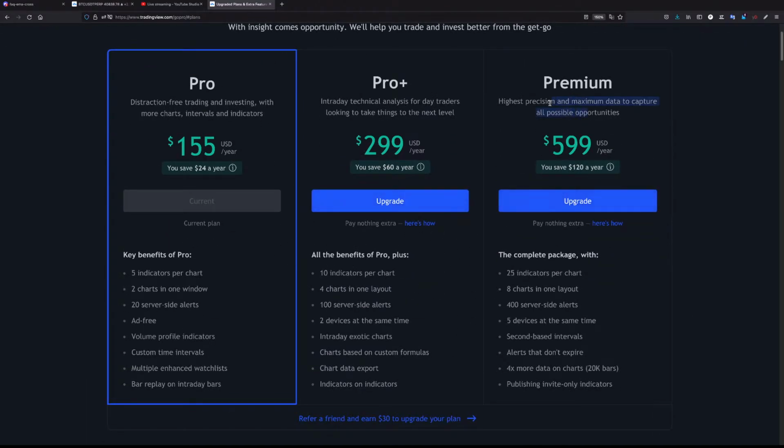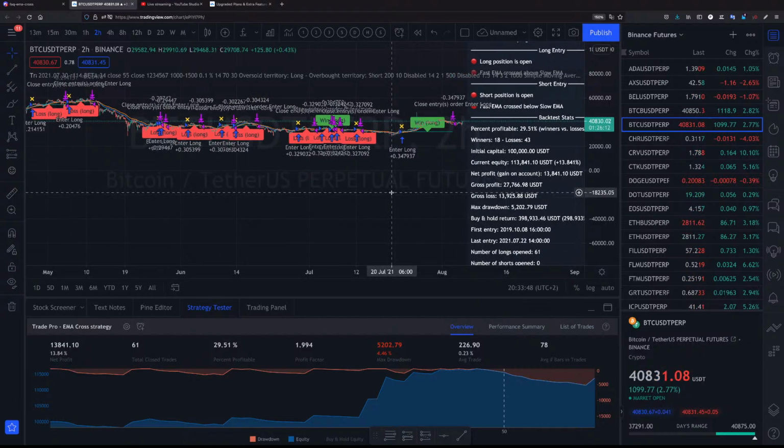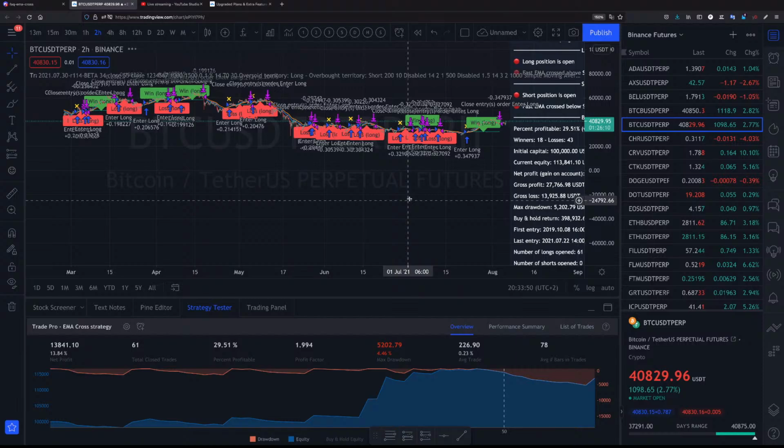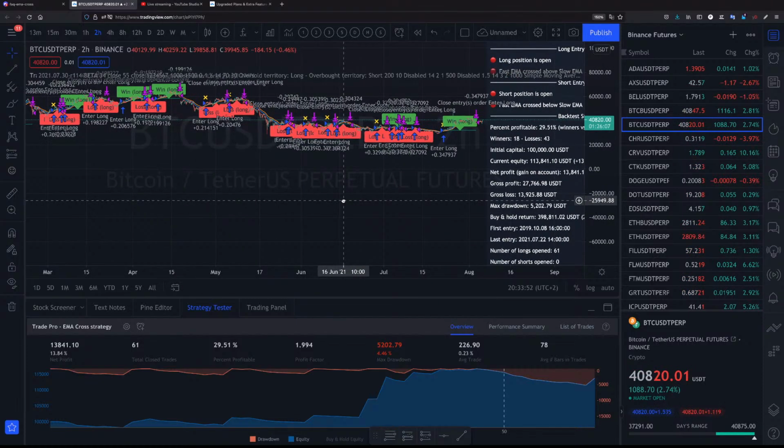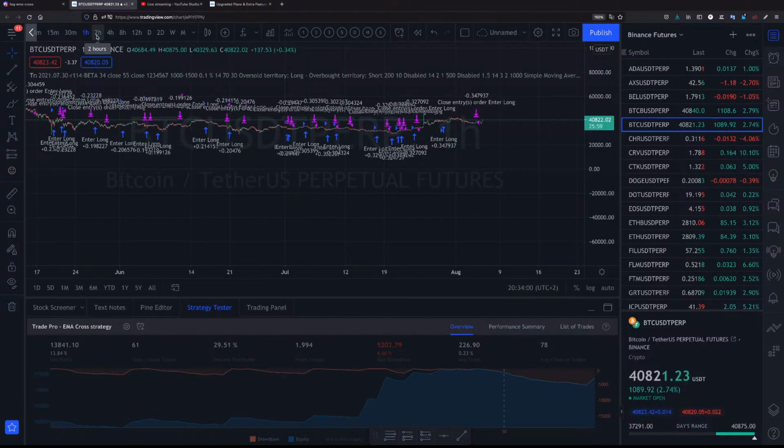The only thing I will buy, I think I'll buy at some point, and maximum 2 months I'll definitely buy, I think, is this one, the premium one. Yeah. So that's it with this. Let's see, what else do we have here? We got 2 hours and 1 hour.